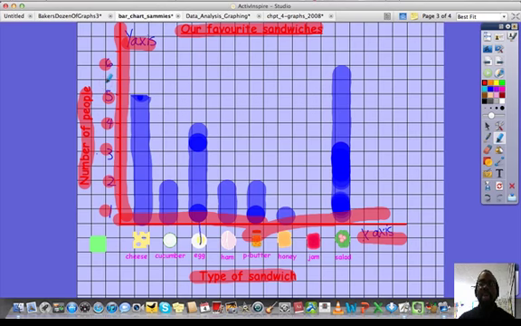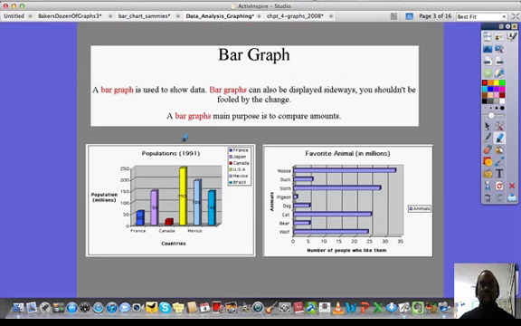Remember this about a bar graph. A bar graph is used to show data. Bar graphs can also be displayed sideways. You shouldn't be fooled by the change. A bar graph's main purpose is to compare amounts. Here we have a bar graph in the typical way. You have your scale here, your categories here, and your bars here, and your titles in each location.